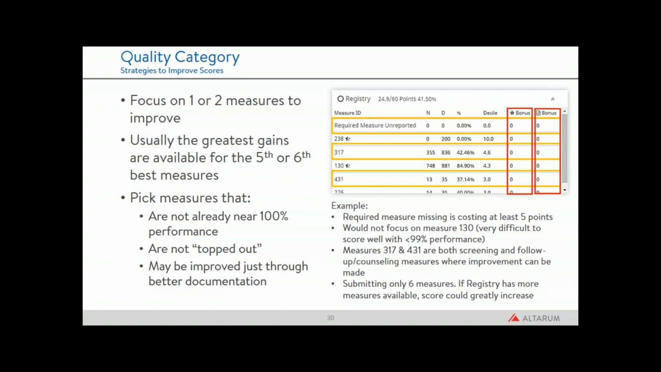Also, if you're submitting only 6 measures, you're going to limit your availability to earn additional bonus points for measures beyond the 6. There are also instances where a measure may not have a benchmark and is only scoring 3 points, and therefore isn't in your top 6 measures based on its current score. But if you submit that data to CMS and CMS establishes a benchmark, your score for that particular measure could be much higher than the minimum 3 points.